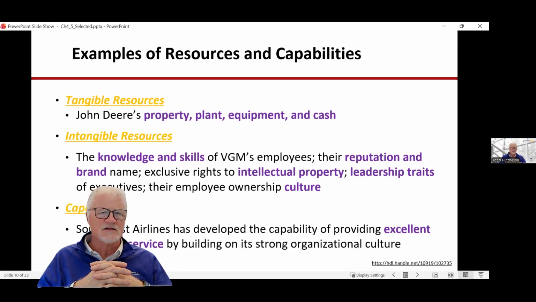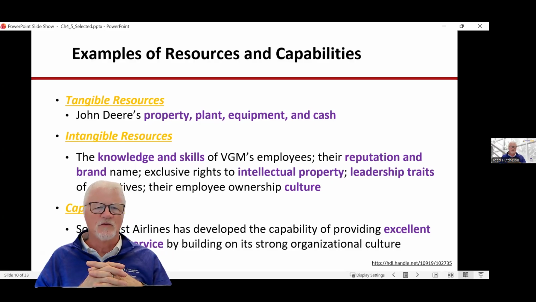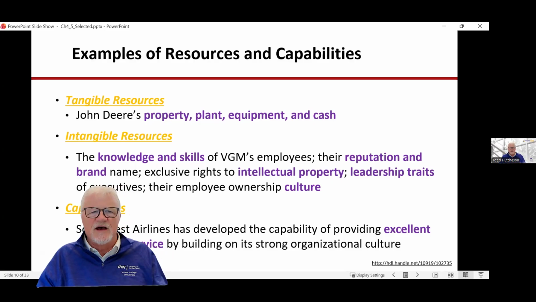And capabilities. Southwest Airlines has been acknowledged throughout the years for providing excellent customer service. So that capability, building on its strong organizational culture, which is an intangible resource, is something that allows them to be special. So again, we're looking at what resources and capabilities we have that we can leverage to make a difference for us in our markets.